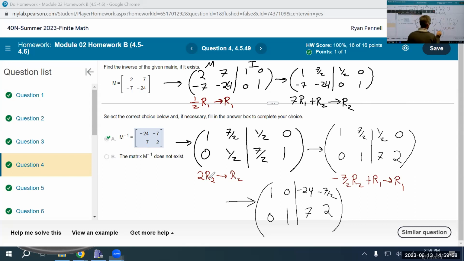-7. My brain's getting tired from all the arithmetic. -7/2 times 2 is just -7. Sorry about that. Okay. Now, may I point out that that was the correct answer? That's the inverse. And that's how you can row reduce it.